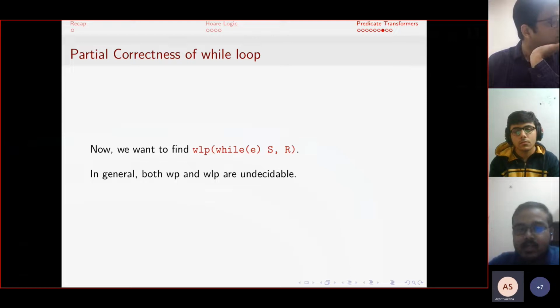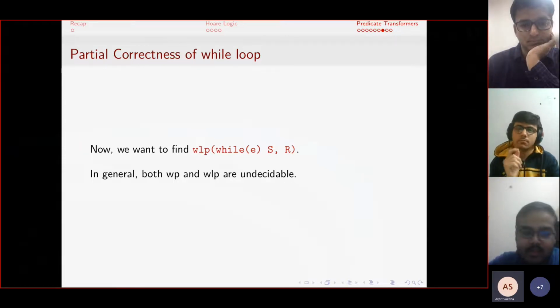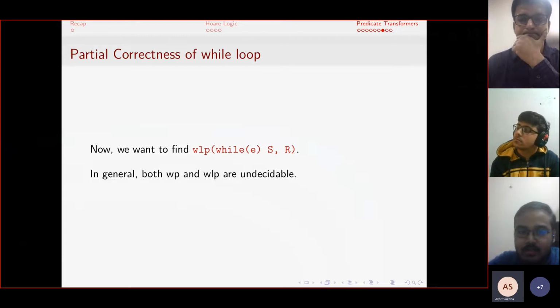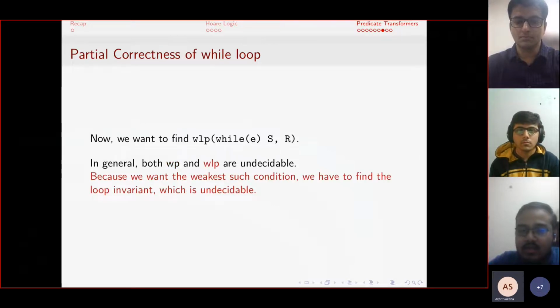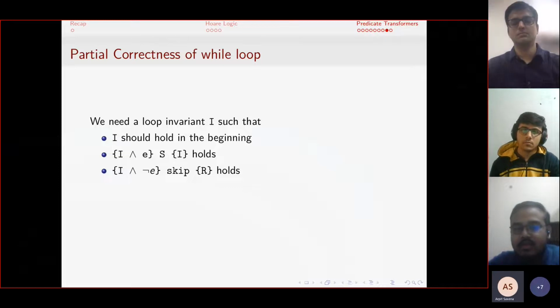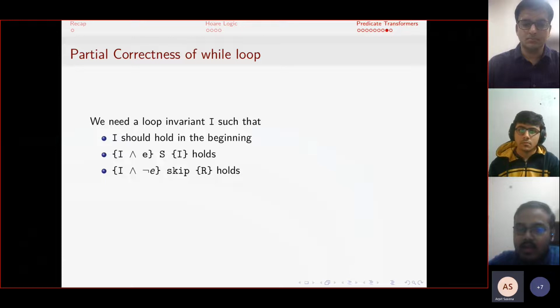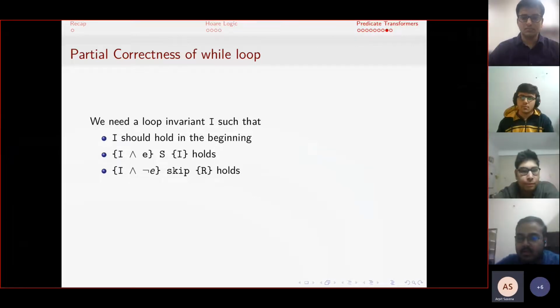Now we're looking at partial correctness for a while loop. We want to find the weakest liberal precondition of while E do S, with the postcondition R. In general both WP and WLP are undecidable. WP is undecidable because of the halting problem, since it says that something terminates, and for WLP, because we want to find the weakest such condition, we have to find the loop invariant, which is undecidable as we have seen. So we need a loop invariant I such that I should hold in the beginning, and the triple I and E, S, I holds. So I holds across the statement, and on exit, I and not E, skip, R holds.